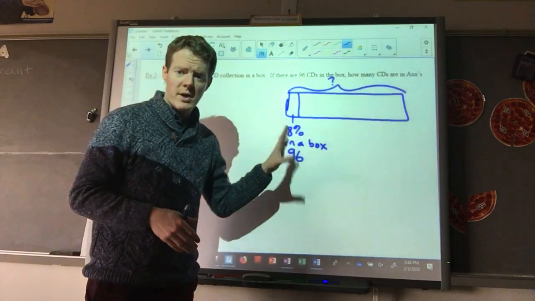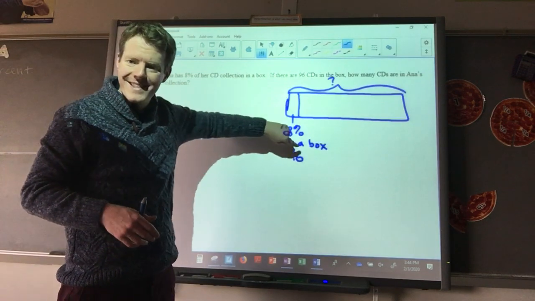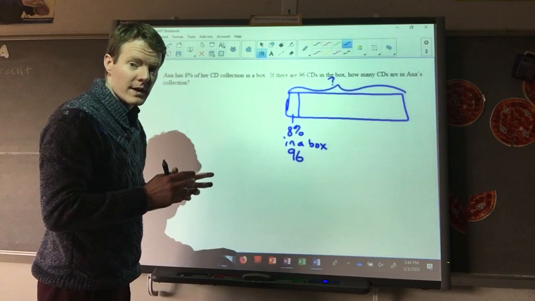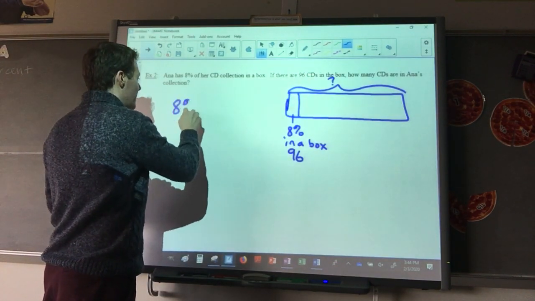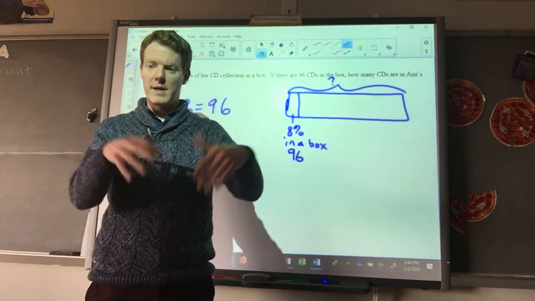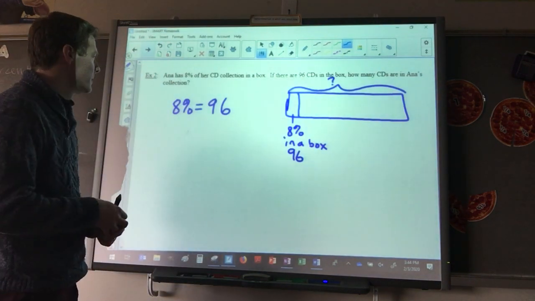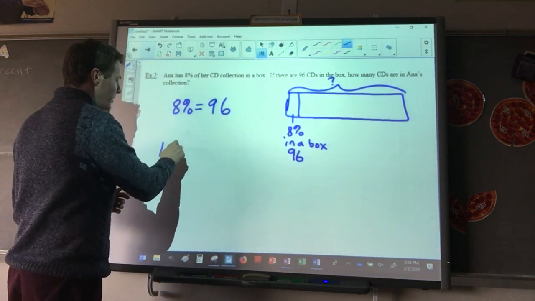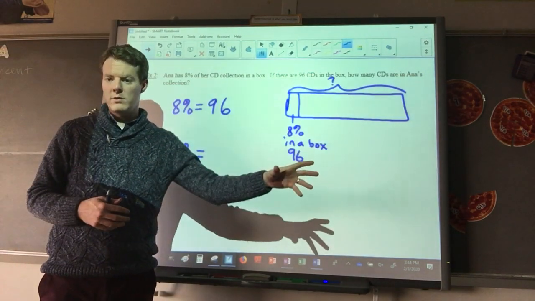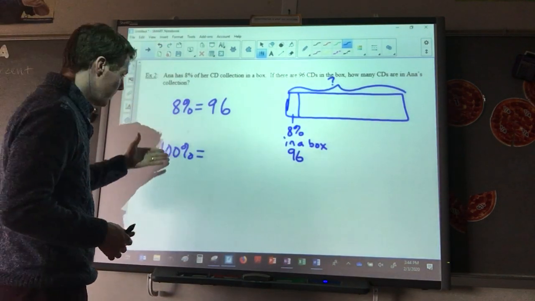Now, the picture helps you break all that down and put it in there, and then see, okay, 8% is in the box, 96 is in the box. My given information, the thing that I start with, is that 8% is 96. 8% of her collection is worth 96 CDs. I'm looking to get to 100% because it's asking me to find what her total collection is. How many CDs are in the collection? So I need to go from 8 to 100.